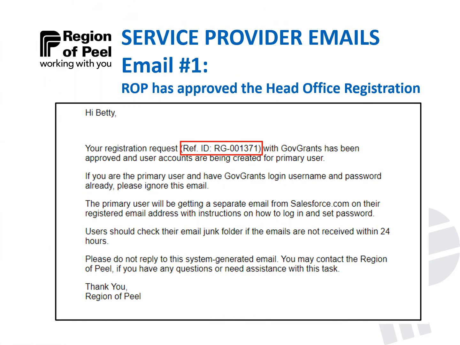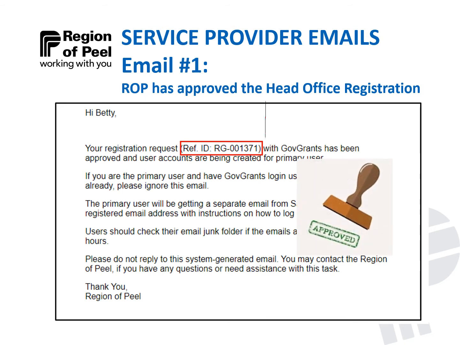Service provider emails. Email number 1. Region of Peel has approved the head office registration. The registration request has been approved and the reference ID number is identified in this example. A subsequent email from Salesforce will be sent explaining how to set up a username and password.